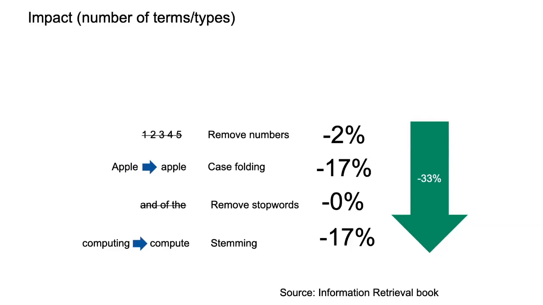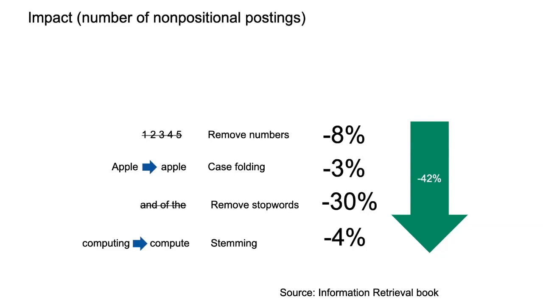Now, if you do it all together, you actually get minus 33%, right? You cannot sum that, right? You know how it works with percentages. You need to multiply. So it would basically be 0.98 times 0.83 and so on and so on. And then you get minus 30%, assuming they are independent, right? So this is basically what we get, and that's actually already index compression.